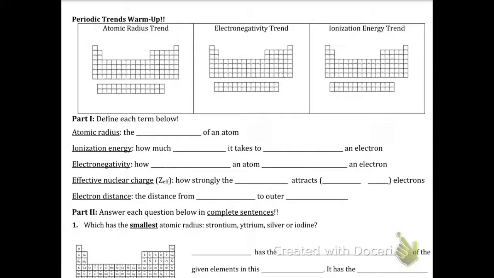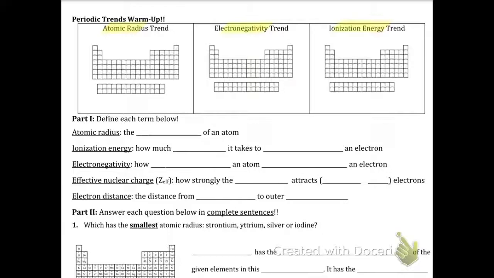All right, this is the warm-up for your periodic trends. And so this page is going to resemble what your quiz is going to look like. The first thing you need to do is make sure you read your titles here: atomic radius, electronegativity, and ionization energy, and make sure you draw the appropriate arrows. We always draw in the direction that it is increasing.